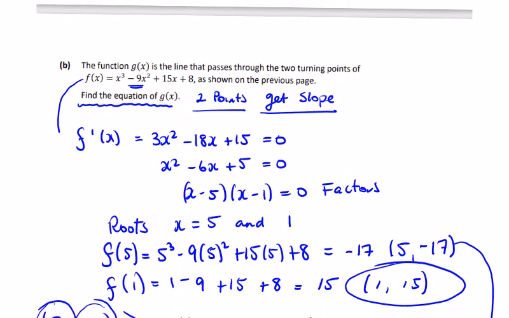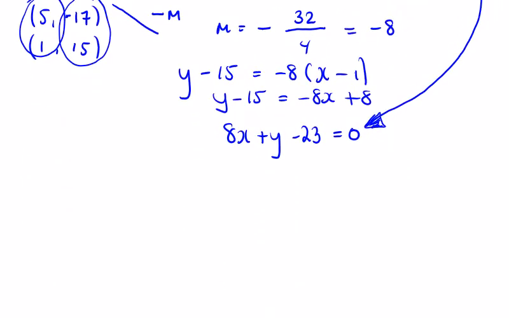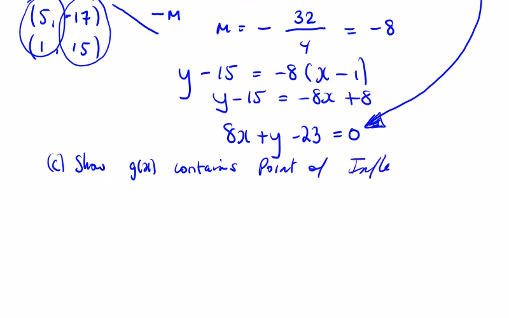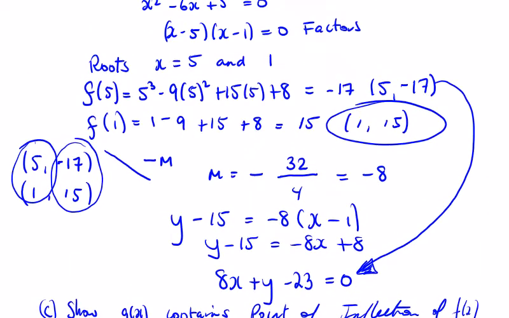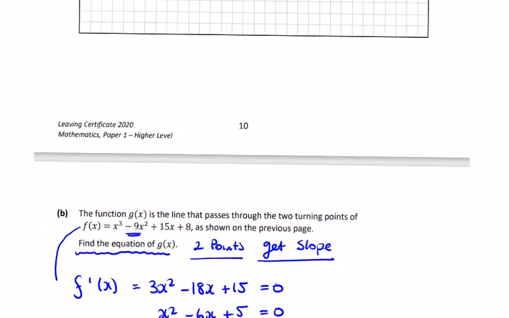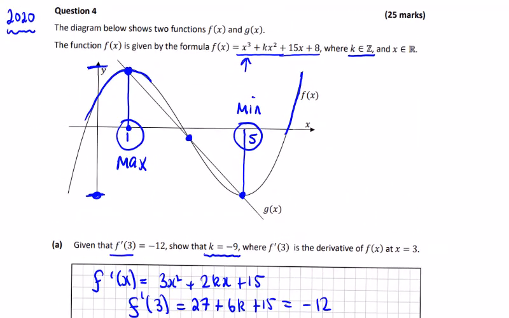Now there was a last part to this, and we're asked to show that the graph of g of x contains the point of inflection of f of x. There's a couple of ways to get points of inflection. A nice simple way: if we look at the graph, the point of inflection is always the midpoint of the roots. So the midpoint between 1 and 5, 1 plus 5, is going to be 3.